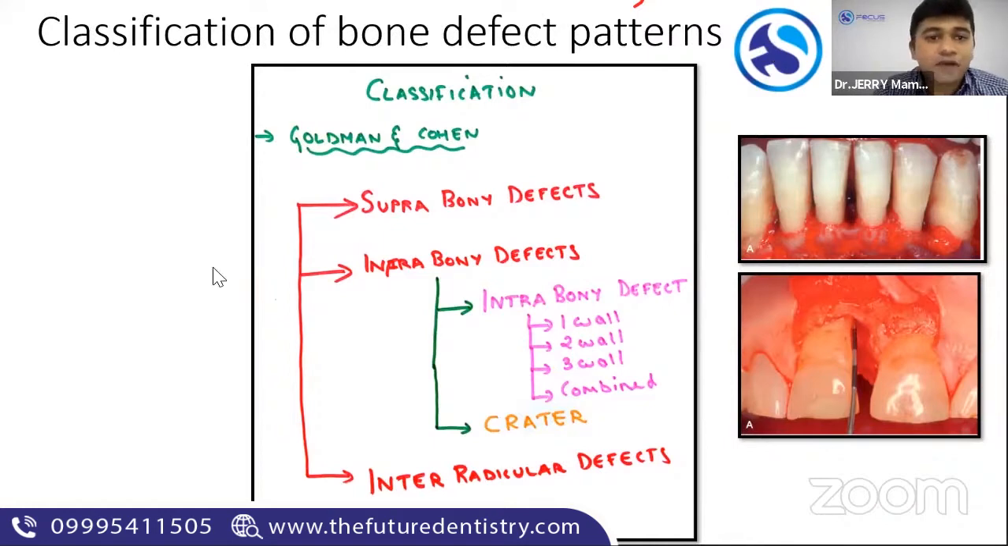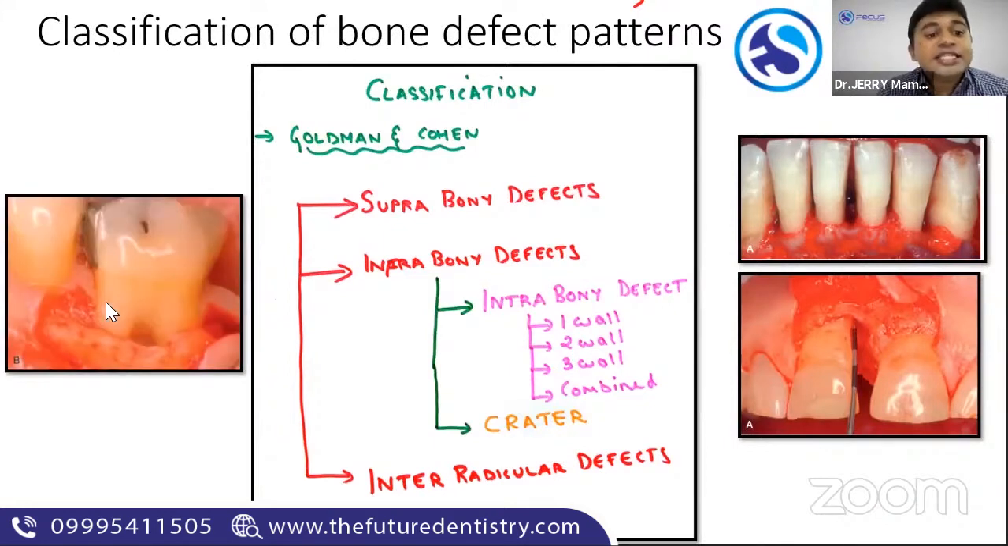Okay, and then what is the last one? Interradicular defect. You can see the furcation there. So that is the interradicular defect. Is this clear? Supra bony, infra bony, and interradicular. We will now go into the details, but I just want to know that at least till this point, you know the difference between three types of bone defects: supra bony, infra bony, and interradicular defects.